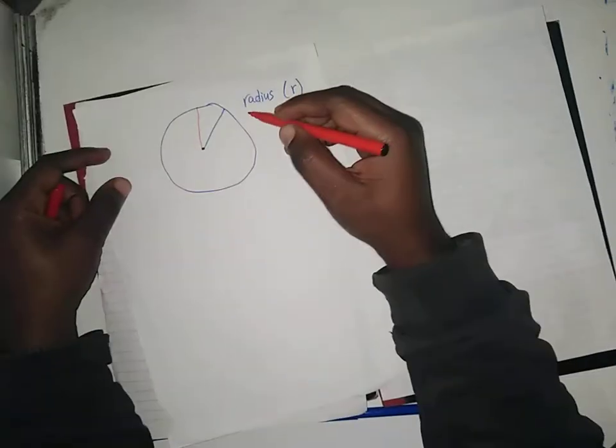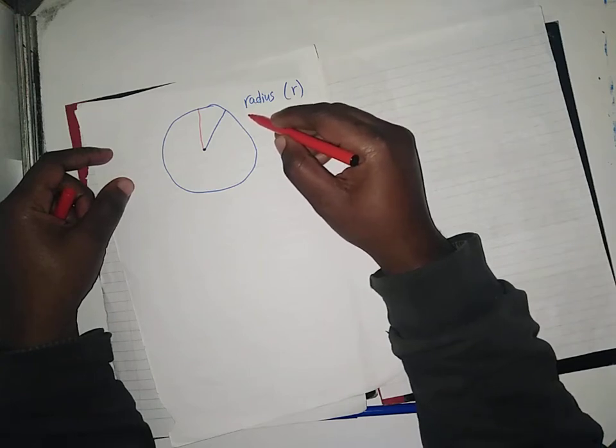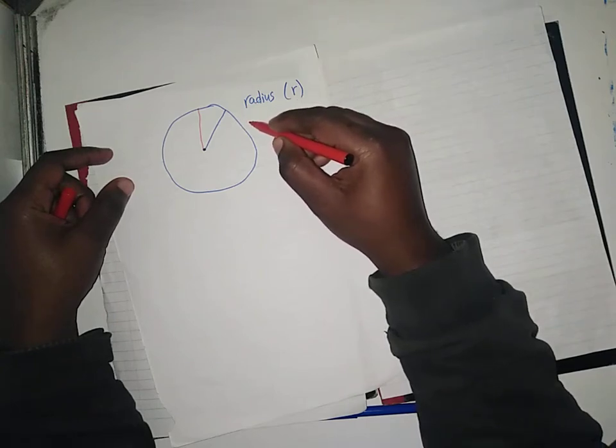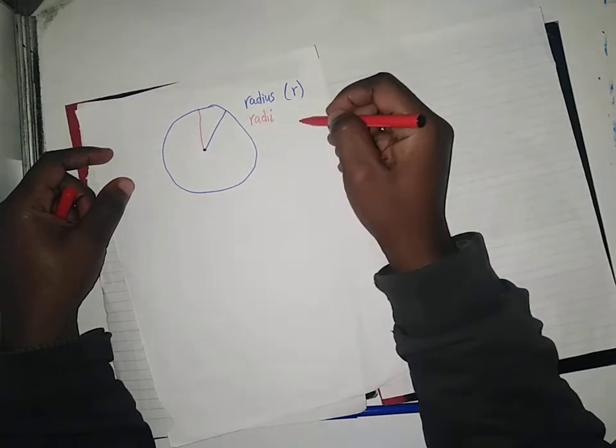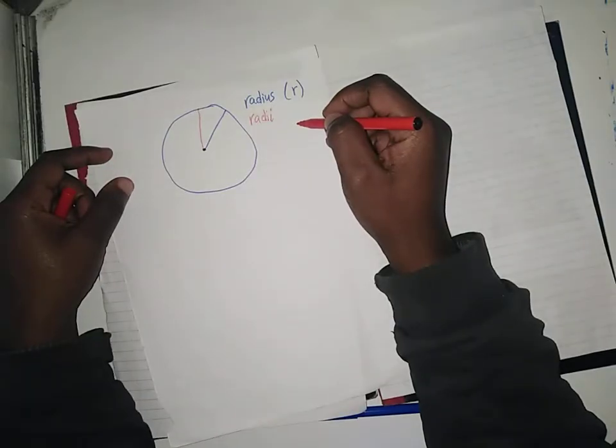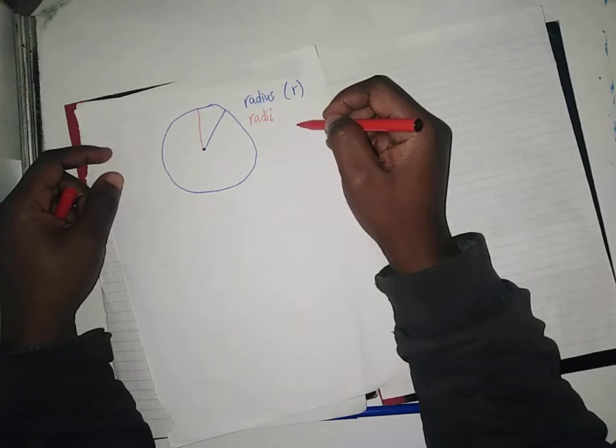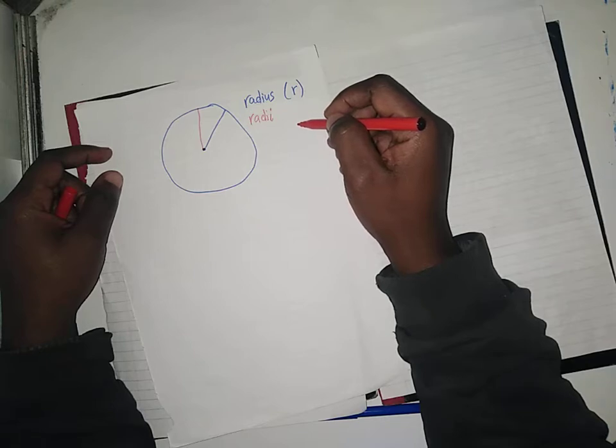Now if you have two radiuses, because it looks like you can have such a thing in English, in mathematics you call these two radii. So the plural of radius is radii. One radius, and when there are two, we refer to them as radii.